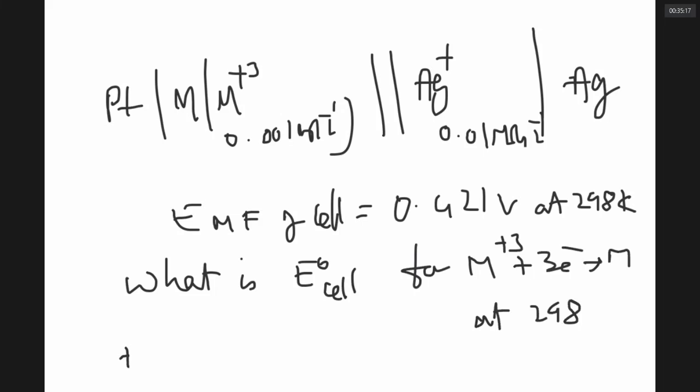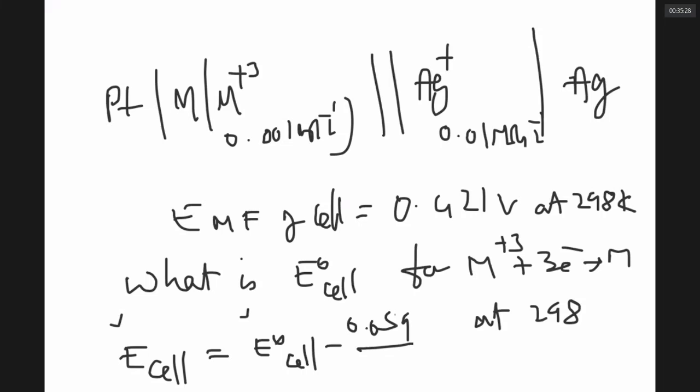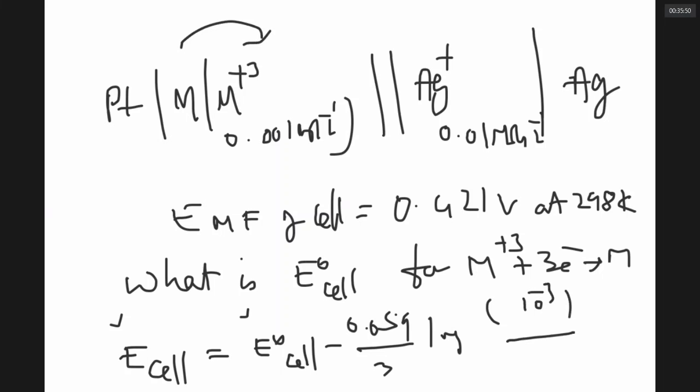It means they gave me E cell. They are asking me what is E0 cell. You should know the relation between these two, the Nernst equation. Here N is how much, sir? N is 3. Log of product ions by reactant ions. What is the product ion? M3 plus, and the Ag plus is the reactant ion.